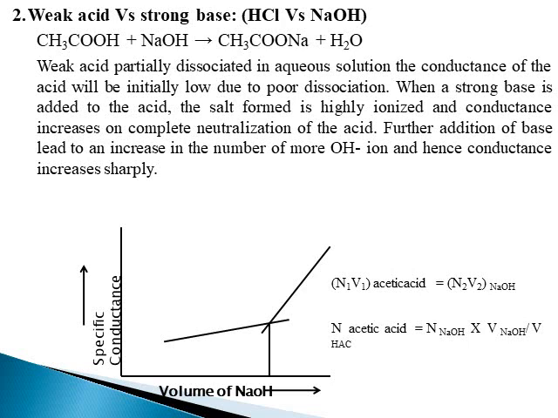Now when you look into this reaction, CH3COOH plus NaOH gives rise to CH3COONa plus H2O. It will form sodium acetate. When you start adding sodium hydroxide to a beaker containing acetic acid, a weak acid, the specific conductance will increase very slowly. This slow increase is due to the partial dissociation of acetic acid, which exists as H plus and acetate minus. So the conductance values show an incremental increase.